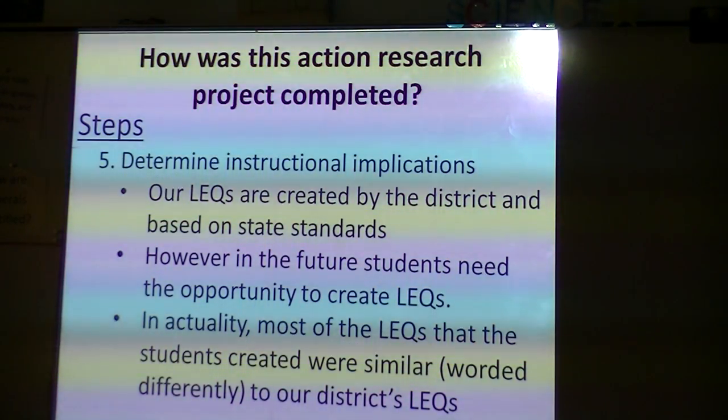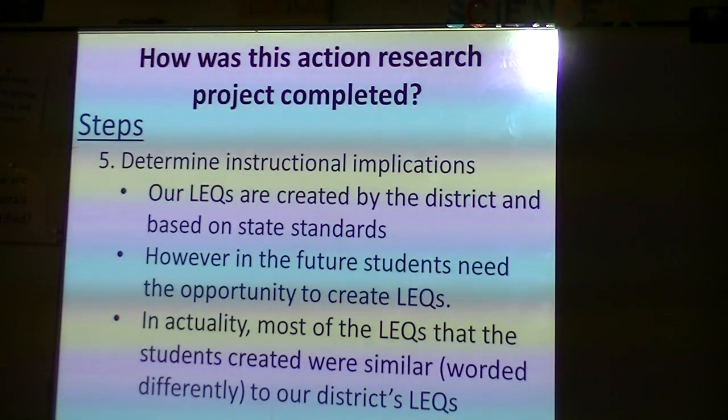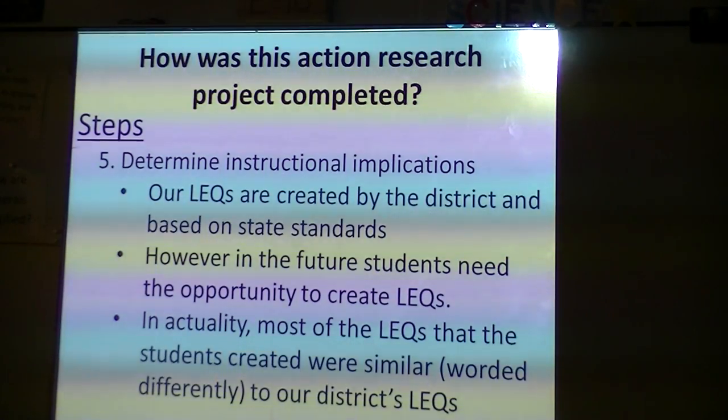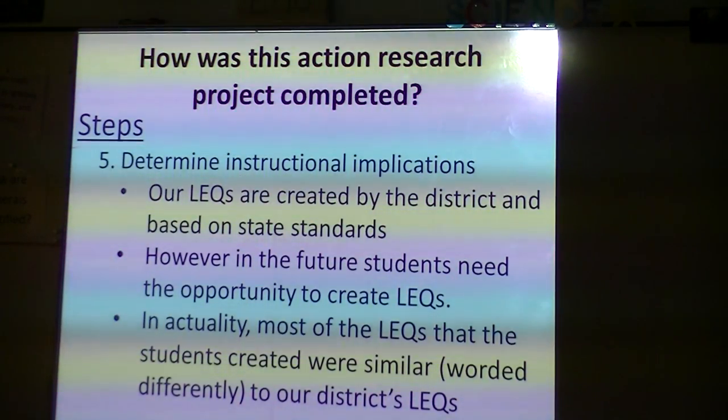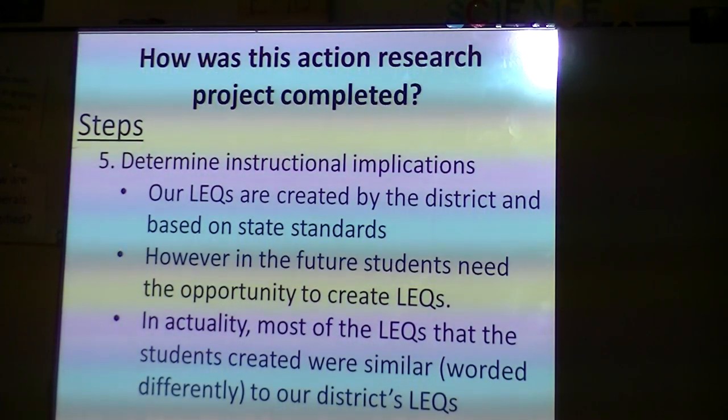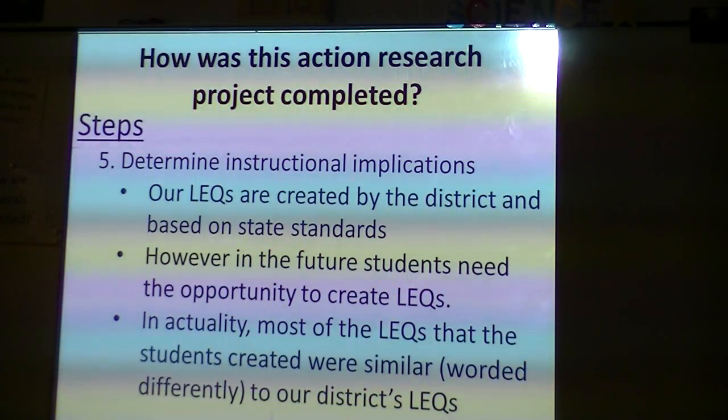I find a lot with the LEQs that the students don't really know what the LEQ is asking because it is written in a language that is beyond the way they usually talk, the way they usually think.